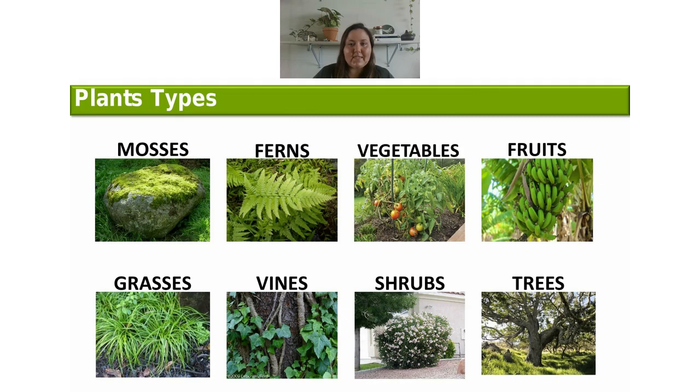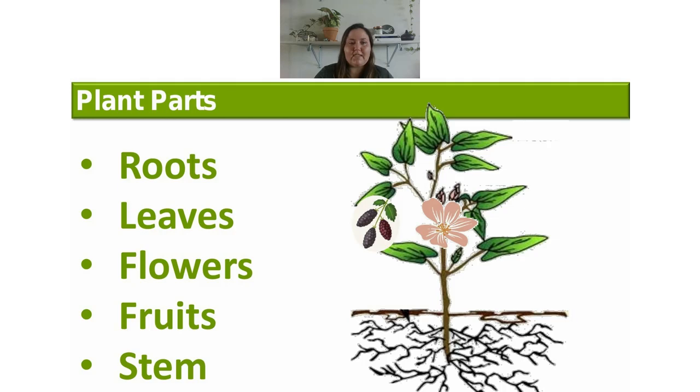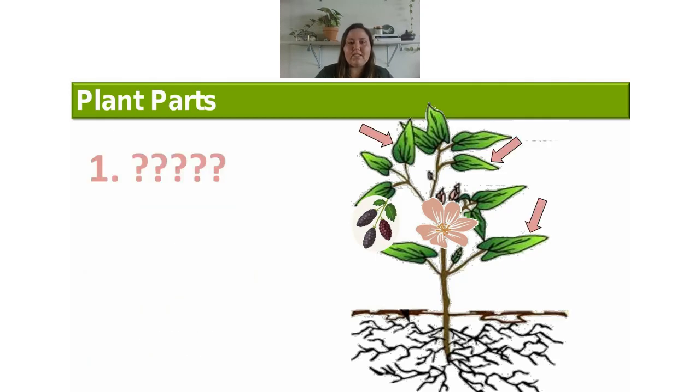Now let's talk about some basic parts of the plant. Most plants have roots, leaves, flowers, fruits, and a stem. So we're going to play a guessing game where you get to guess which part of the plant the arrows are pointing to. So what's this one?